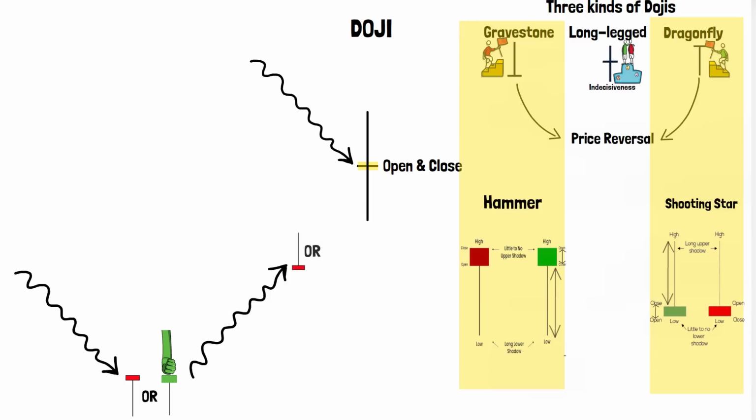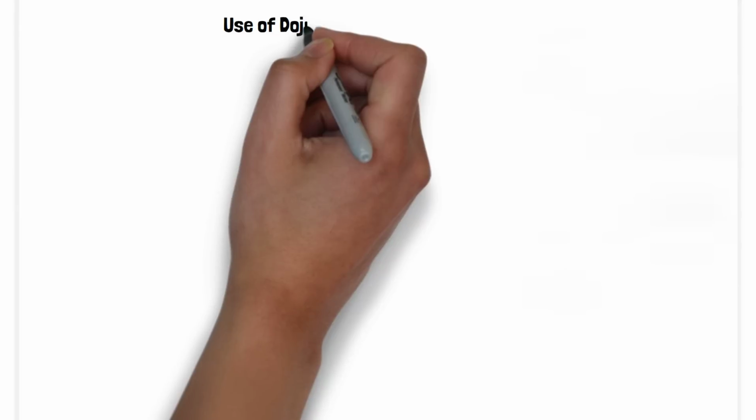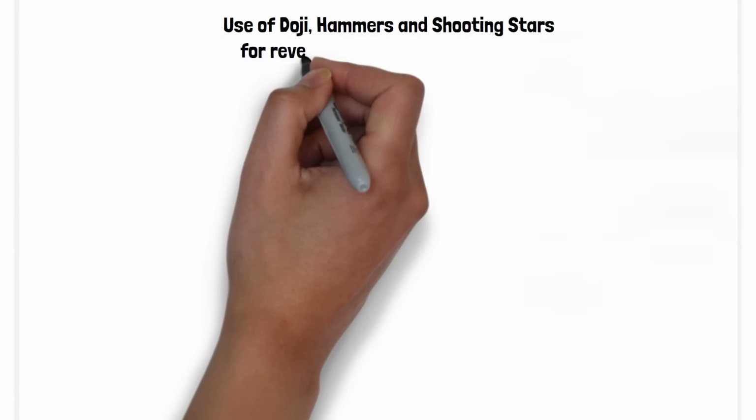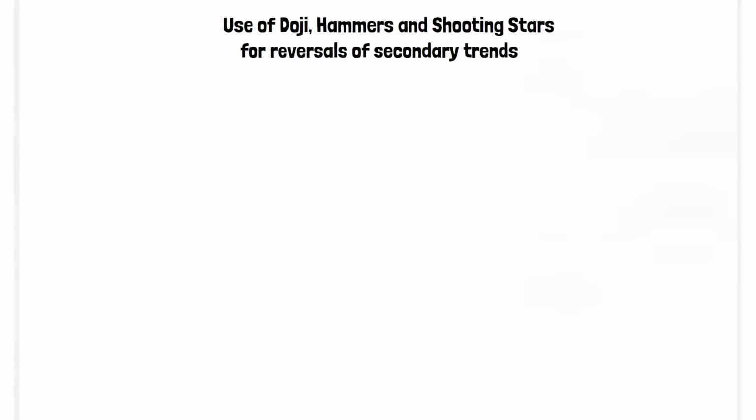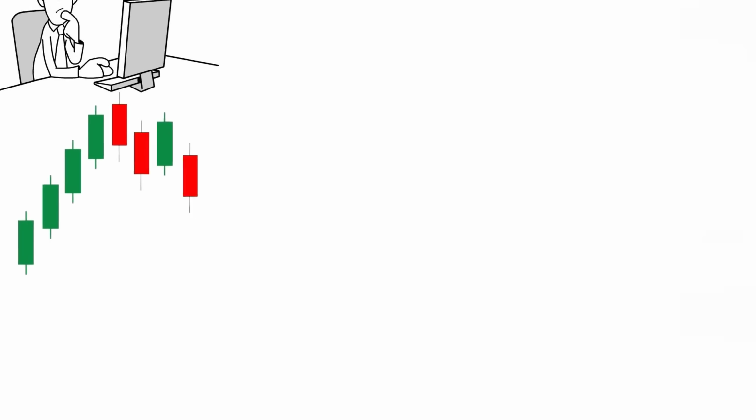The reverse happens in a shooting star pattern, when the buyers fail to hold the price up in an uptrend and sellers take over, taking the price down towards the open. The best thing about Dojis, hammers and shooting stars is that they can be quite powerful signals for reversals of secondary trends. So, for example, if you have eyes on an uptrending stock that you want to enter, but you're not sure when, you can look for these reversal patterns within consolidations.